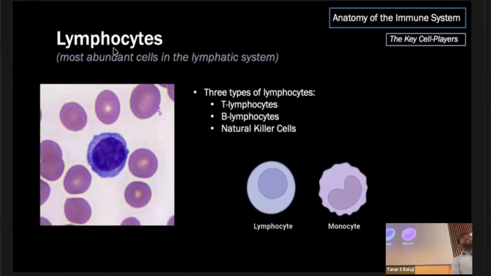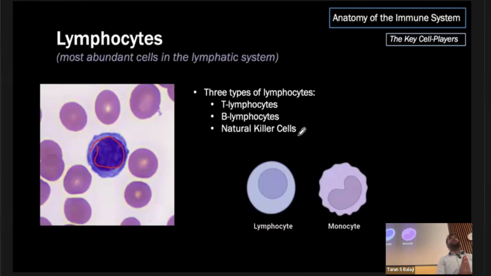Now, your lymphocytes are the most abundant cell in your lymphatic system. They're also the most abundant white blood cell. Now, one way to identify them histologically is that their nucleus is going to take up about all of their cell volume. They've got super, super chunky nuclei. Now, you've got three different types of lymphocytes. You've got T lymphocytes or T cells, B lymphocytes or B cells, and natural killer cells. Now, I'm going to discuss natural killer cells first because they're a lot simpler in terms of what they do.